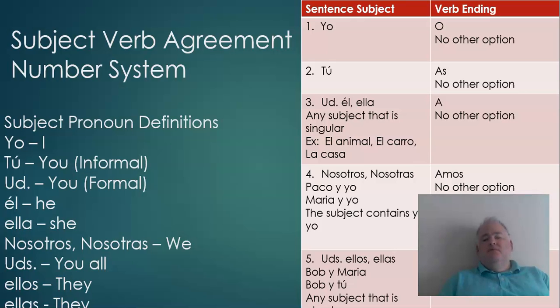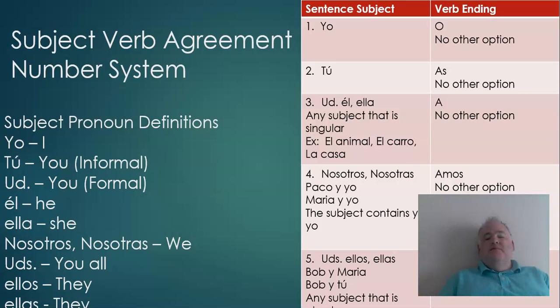Tú nadas, you swim. Tú cantas, you sing. Tú bailas, you dance. Tú practicas, you practice. Tú estudias, you study. No other option. When the subject of your sentence is tú, the verb ending is as.